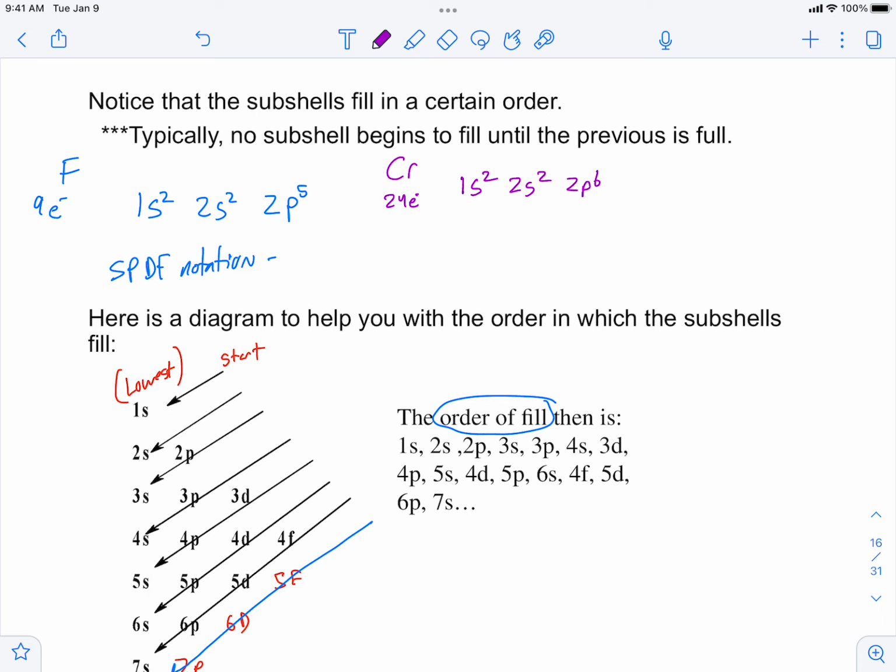Next after 2p? 3s2. Okay, that is 12 so far. After 3s? 3p6. Okay, so that's 18. What's next? 4s2. Okay, that's 20. 3d4. And we're done. Now, anybody notice anything weird?